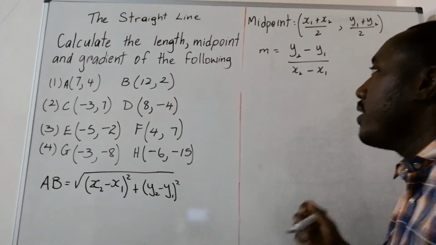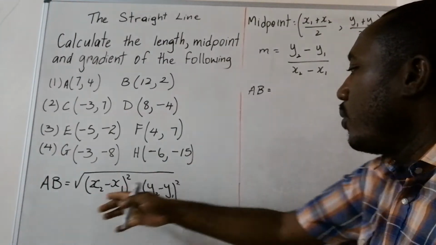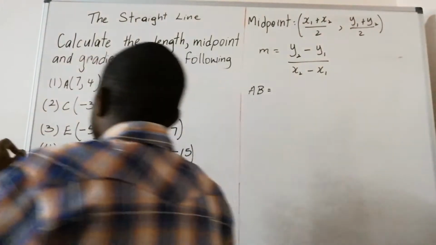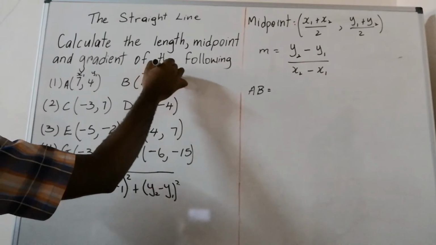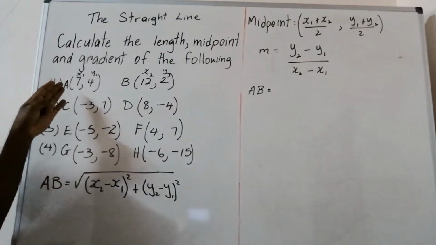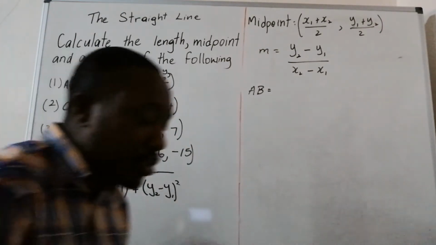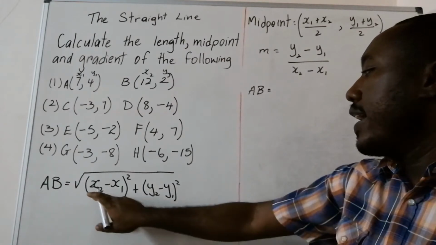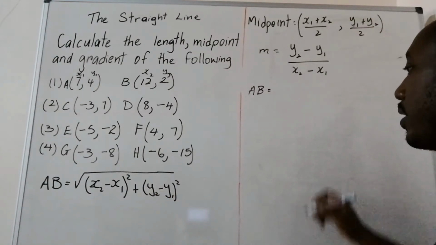So let's start with calculating the length of AB. AB is equal to, remember we have our formula here, x2 minus x1. This will be x1 and y1, and the next point will be x2, y2. So all the first values for x, we will use as x1. That will help us to substitute our values correctly. Remember the length of AB is the square root of x2 minus x1 squared plus y2 minus y1 squared. So let's begin to work.